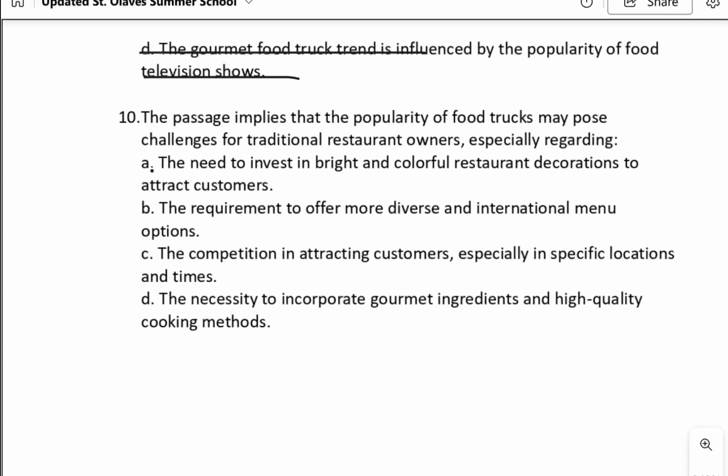So for number 10, it talks directly about, when we revisit, we did it for another question, so we're not going to go back, but it talks about the competition in attracting customers, whether it is with price, but it also talks about how food trucks can be situated at different places specifically at lunchtime. So a food truck can be closer to customers, whereas a traditional restaurant owner has to stay in the same place. Therefore, C is the only sensible option, and that's the comprehension section.